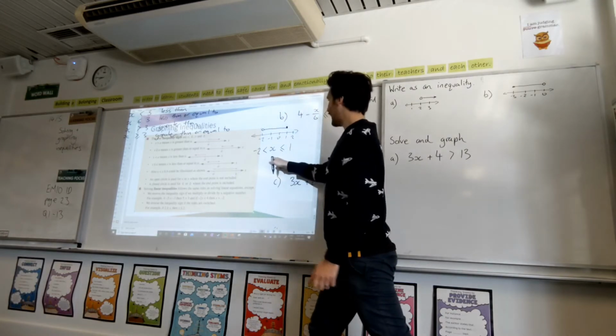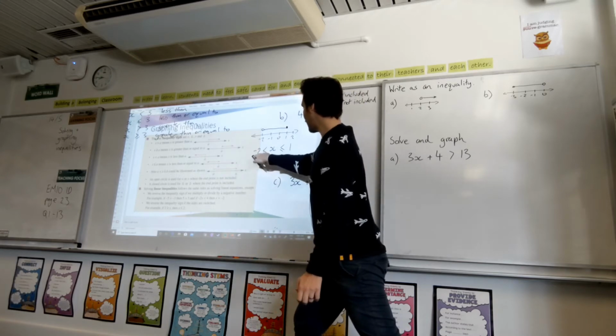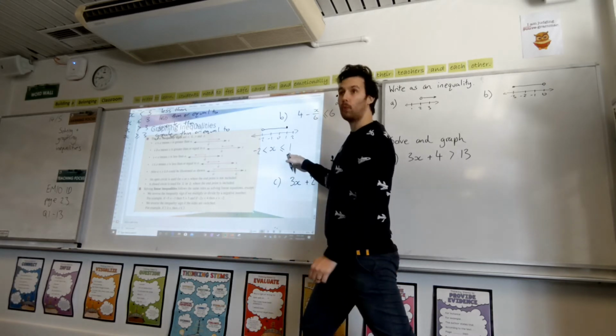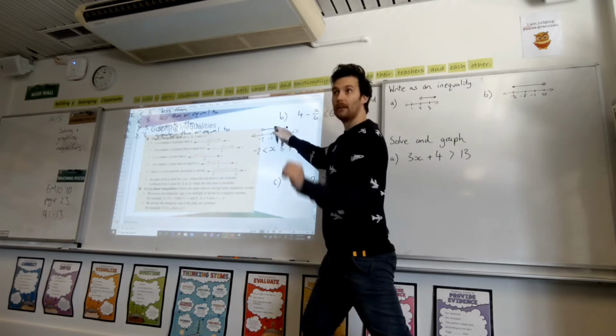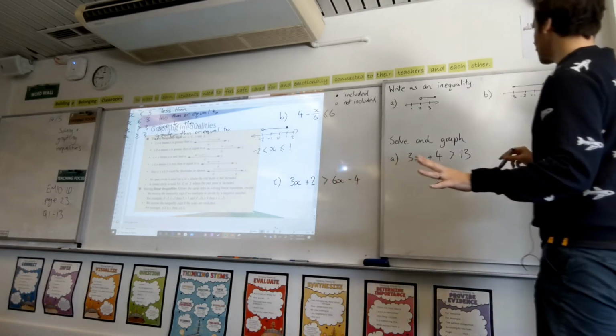So that inequality there, an unknown value that we know is bigger than -2 but less than or equal to 1. That's how we would write that down. All good so far? Pretty much? Okay, I'll carry on for now and then we'll see how we go.